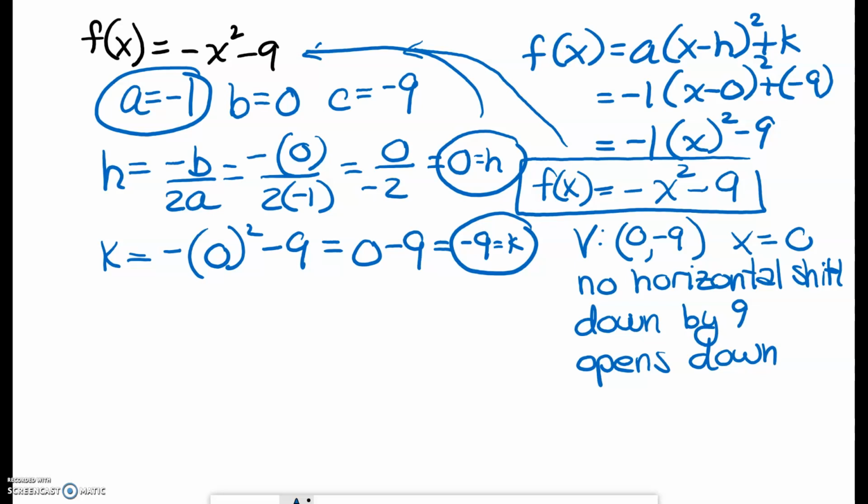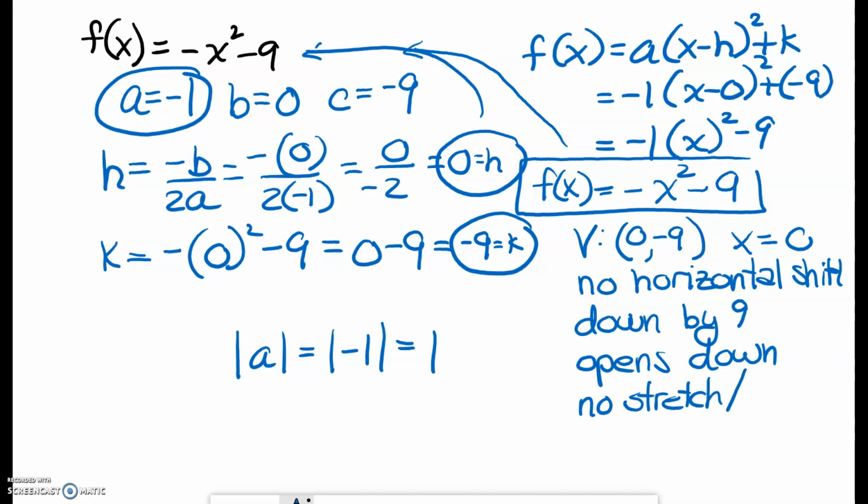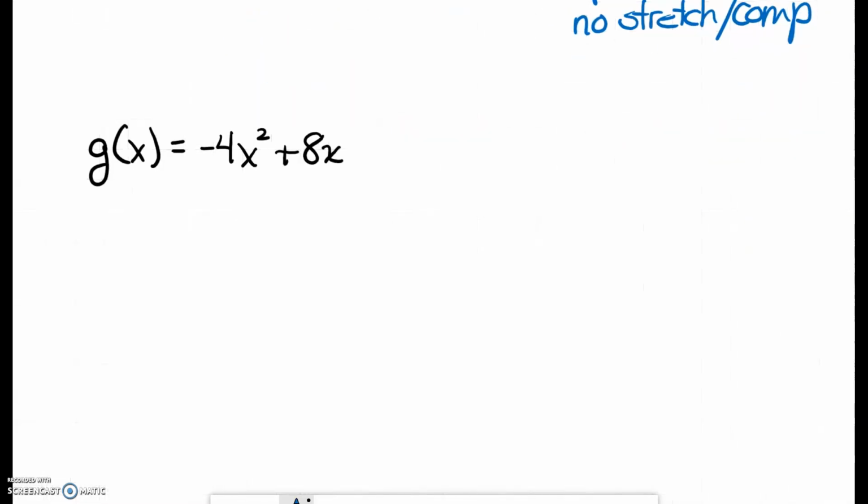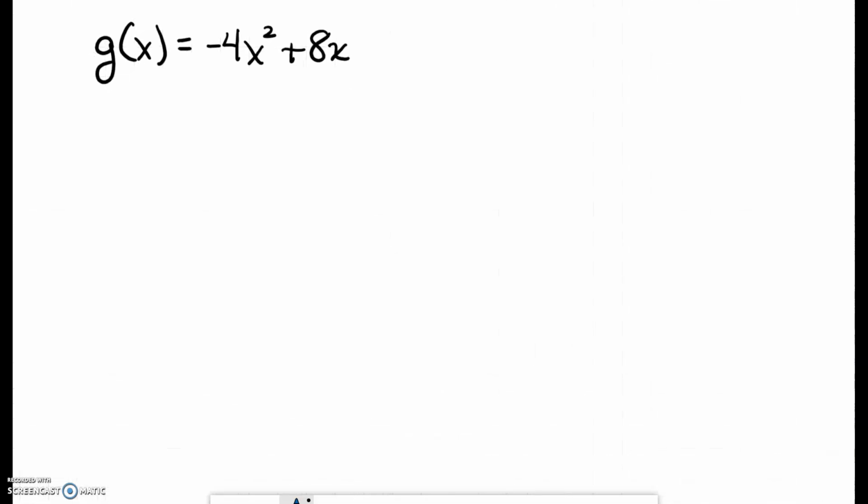And because the absolute value of A, the absolute value of -1 equals 1, there is no stretch or compress factor. Okay. So we have answered all the questions there. Let's move on to the next one.